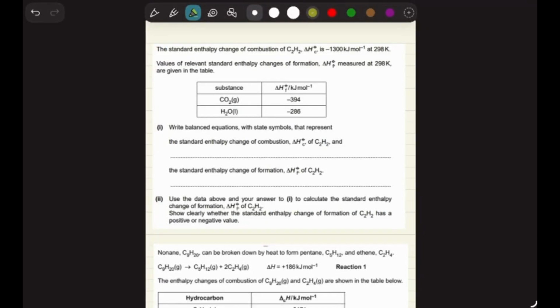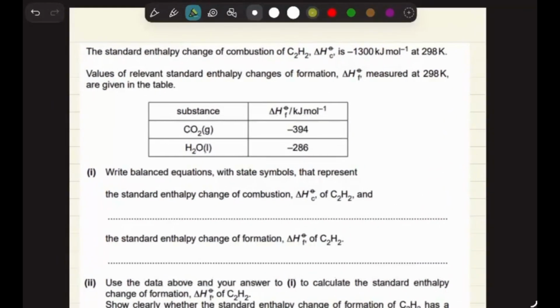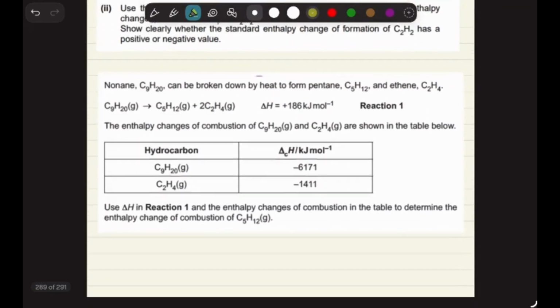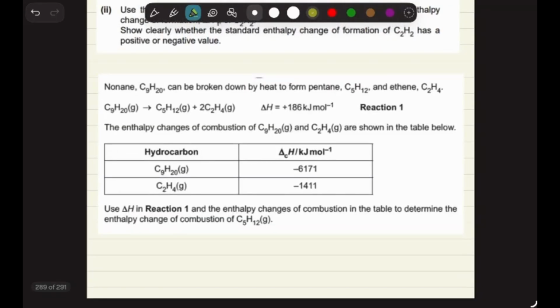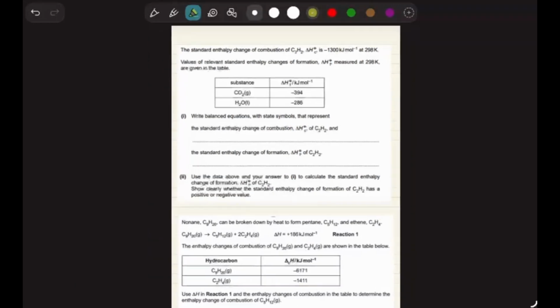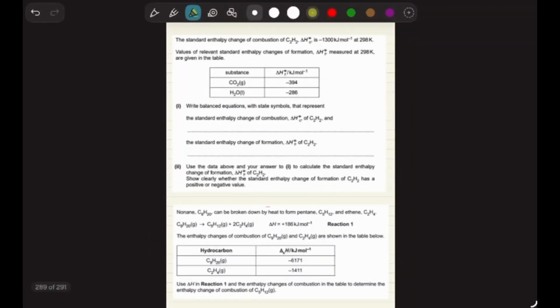Okay, we're proper whizzing through this, but we have some questions for you to try. I'm going to zoom into them one at a time. So you've got this first one: we need to write out a couple of equations and then calculate the enthalpy change of formation. And this other one, you need to find the enthalpy change of combustion, I believe. Yeah? Exactly. So I'm going to leave you to it. You can see both on the screen now. Pause if you need to, and we'll get into the answer.